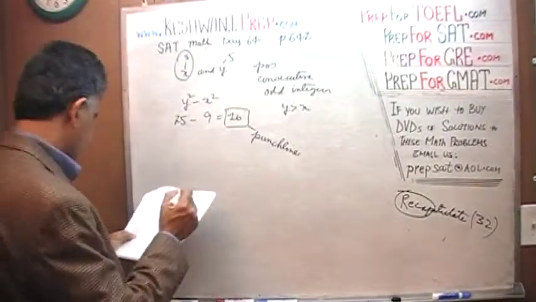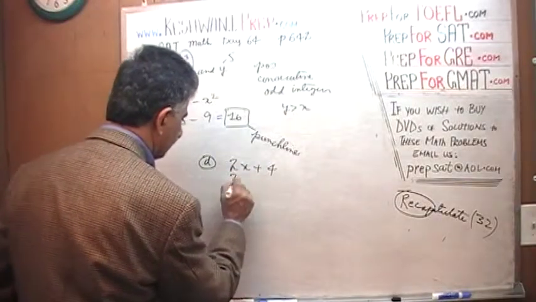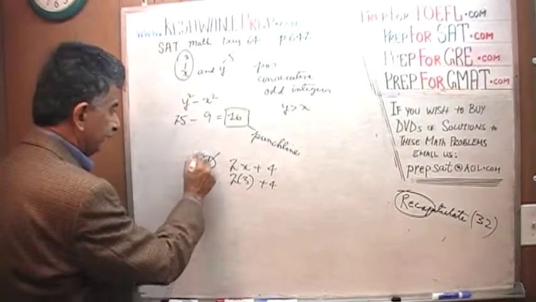D says 2x plus 4. 2 times 3 is 6. 6 plus 4 is 10. We're looking for 16. That's not it.